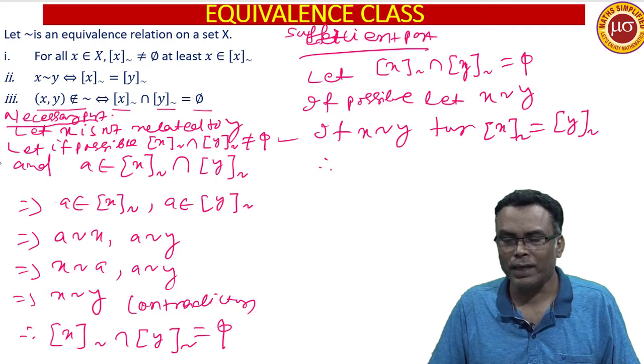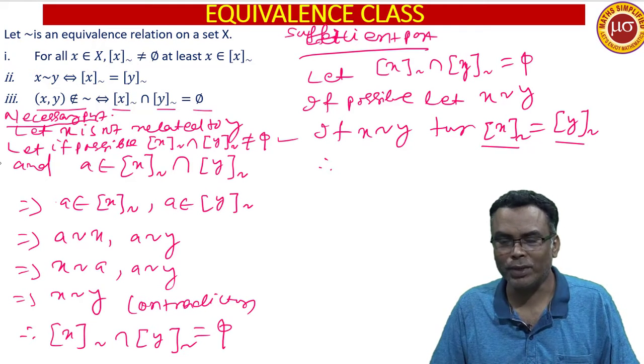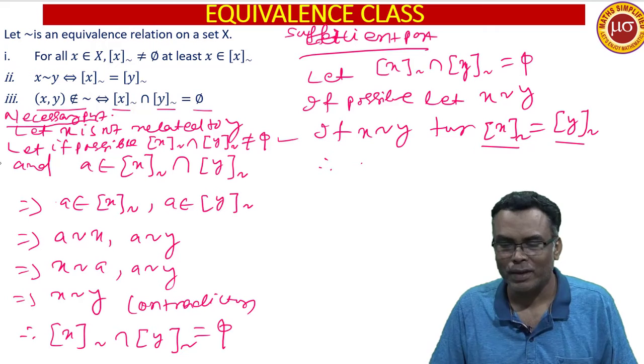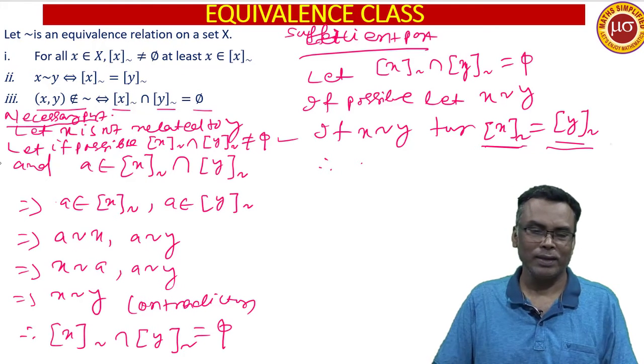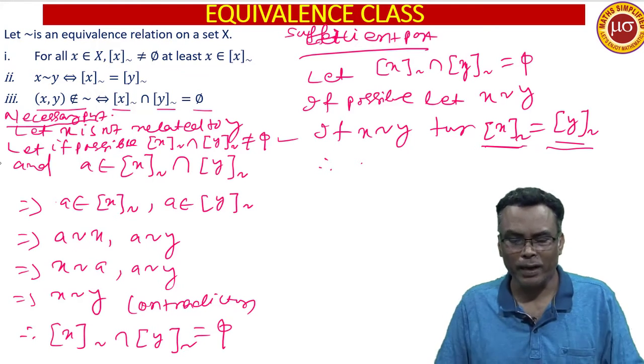Equivalence class of X equal to equivalence class of Y. Therefore, our assumption is wrong. What was our assumption? They are disjoint, intersection phi, but they turned out equal. I think you got the idea.